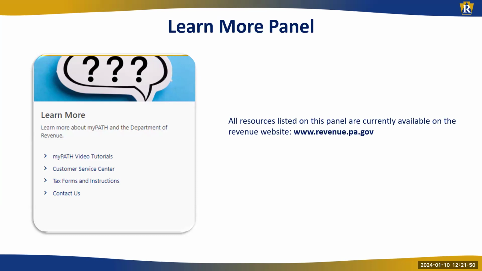We have a link to our customer service center. This will take you directly to our online customer service center where you can view thousands of FAQs. We have a link for tax forms and instructions. And we also have the Contact Us link, which will provide you contact information that includes phone numbers, district office information, mailing addresses, and more.